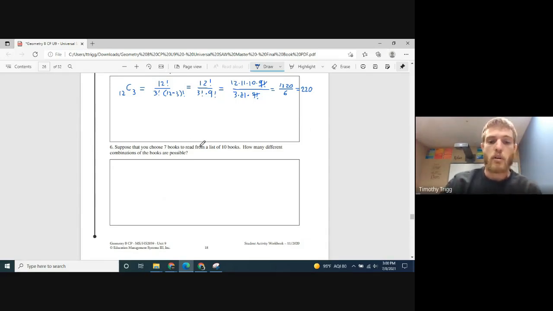Suppose that you choose 7 books to read from a list of 10. How many different combinations are there? So in this case, there's 10 books, and I'm choosing 7 of them. So it's a combination, 10C7. This will be 10 factorial on top over 7 factorial, and then 10 minus 7 factorial.